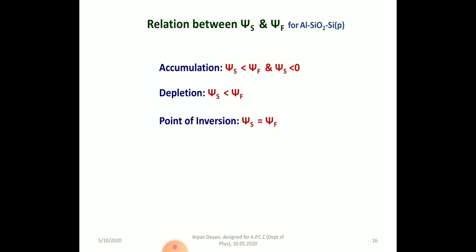So what I am finding for these three analyses is that for the accumulation condition, the surface potential is less than the Fermi potential and the surface potential is negative. For depletion, it is less but both are positive. At the point of inversion, the surface potential is equal to the Fermi potential. In the case of inversion, the surface potential is greater than the Fermi potential. These boundary conditions are extremely important when we go for the analysis of the MOS capacitor.